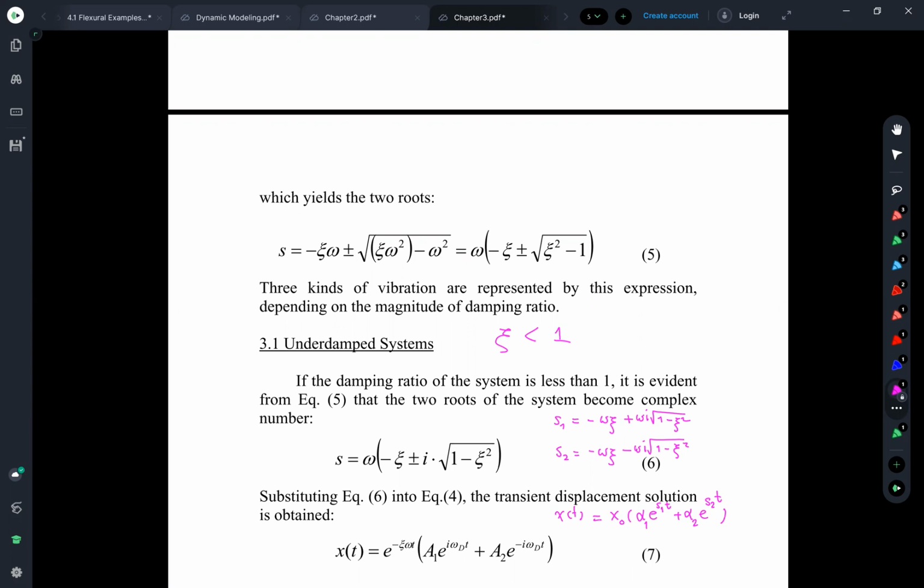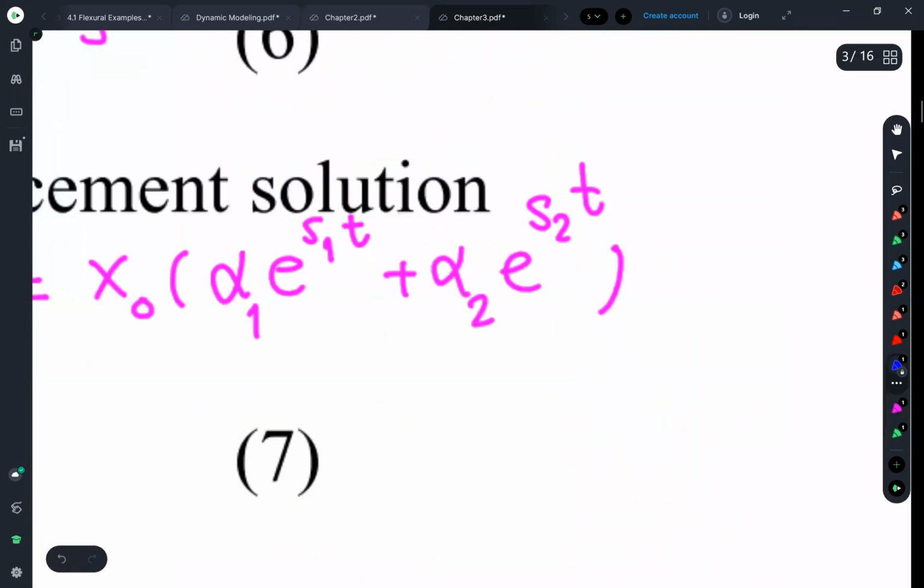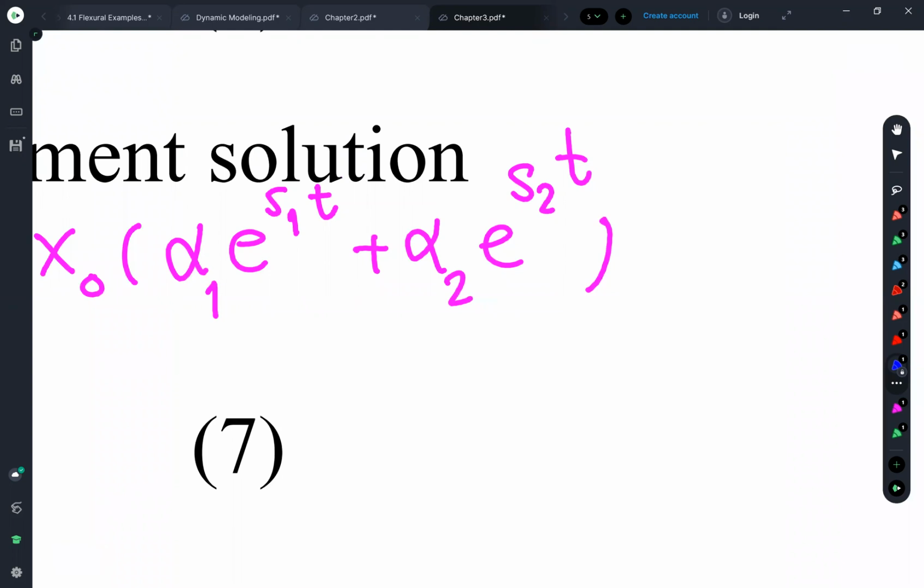But if psi is exactly equal to 1, what's going to happen? Let me try this, right? You can imagine this term would be 0. I'm sorry, when psi is exactly equal to 1.